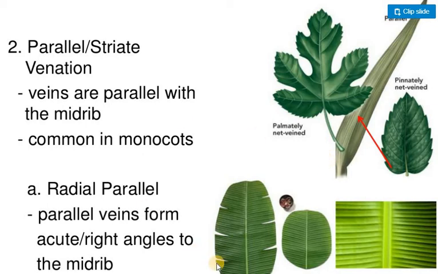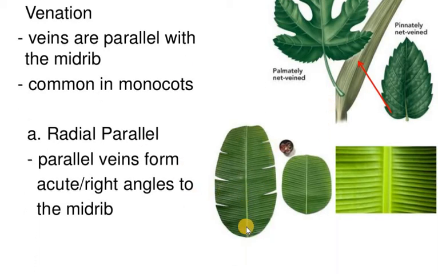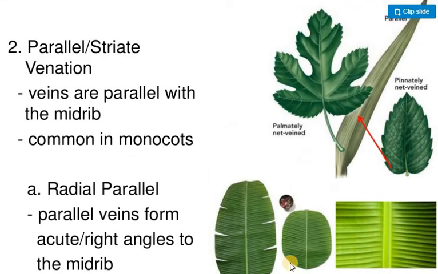Then see, if you take the case of banana, there is a midrib and the lateral veins. All the other veins are at right angles to the midrib, but they are parallel veins. From the midrib, at right angles, all the others are parallel veins. Right? This is the midrib, then the veins are parallelly arranged. So this is called radial parallel arrangement. They are called radial parallel.